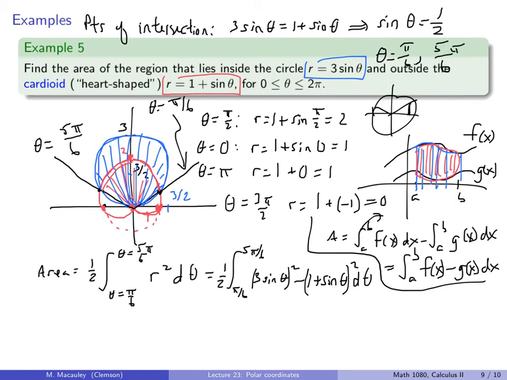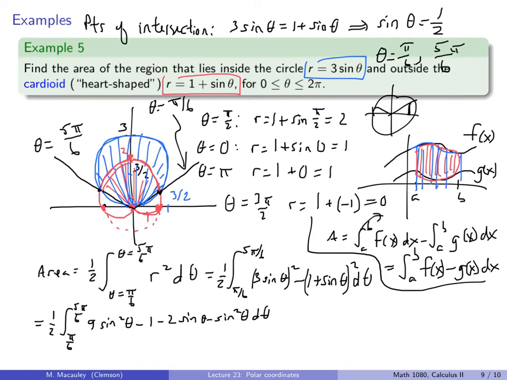Okay, so this is 1/2 integral from pi over 6 to 5 pi over 6 of 9 sine squared of theta minus 1 minus 2 sine theta, no, I'm sorry, not plus, minus sine squared theta d theta.